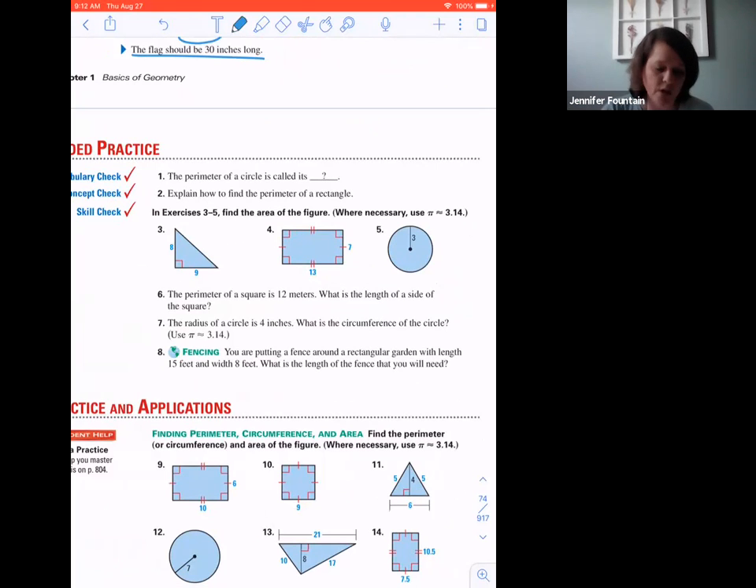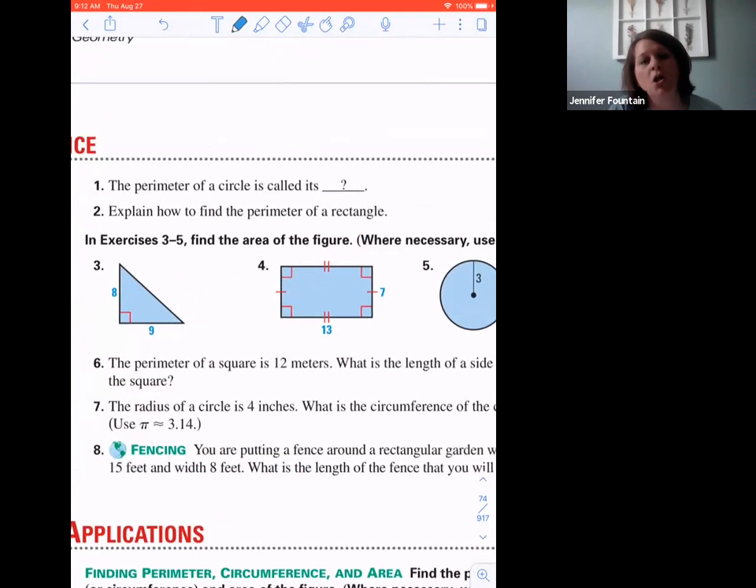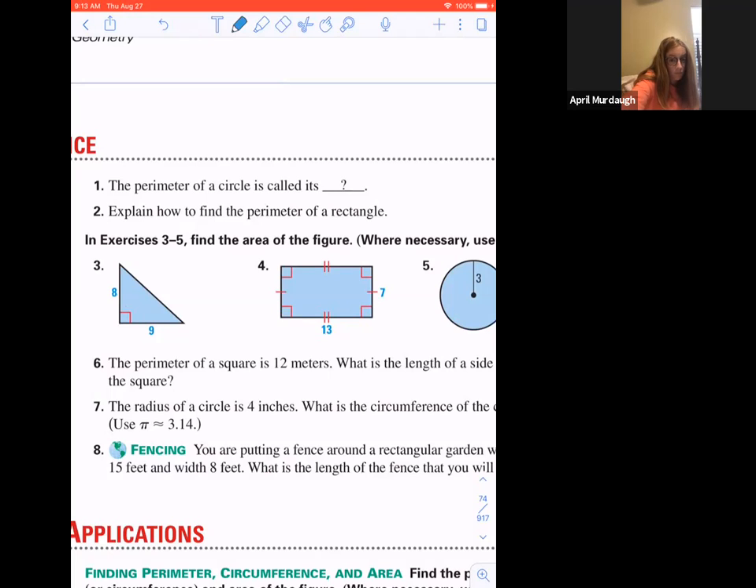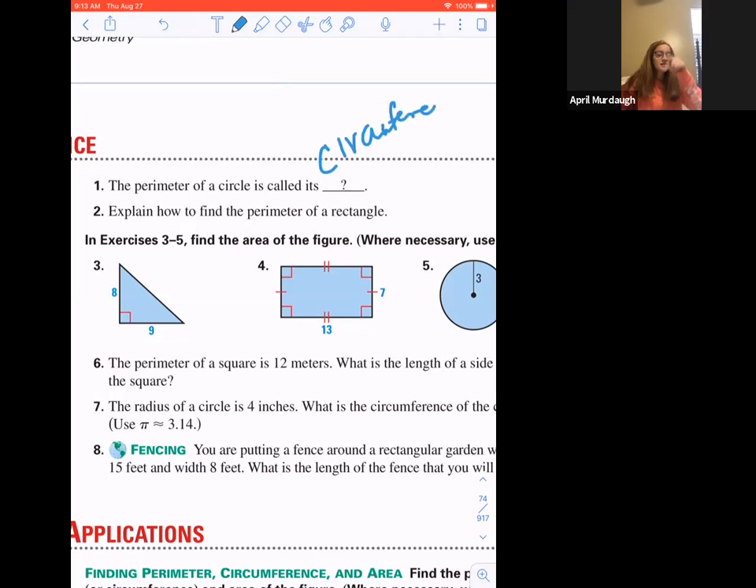Guided practice number 1. The perimeter of a circle is called its what? When we did formulas for circles, what did we use? Radius. Circumference. Circumference. Good. It's circumference. Circle, circumference.